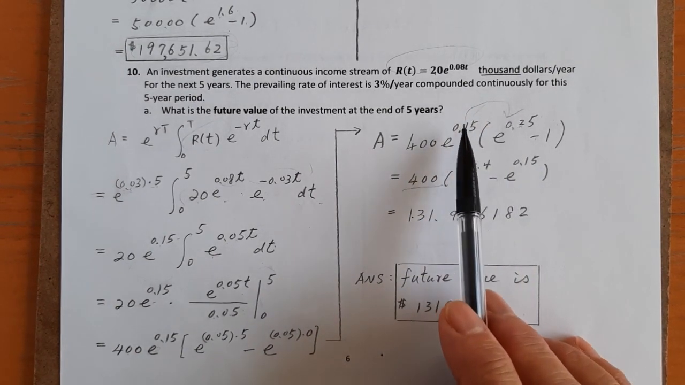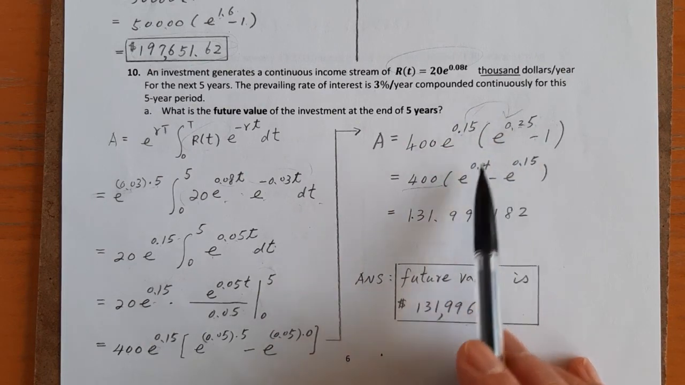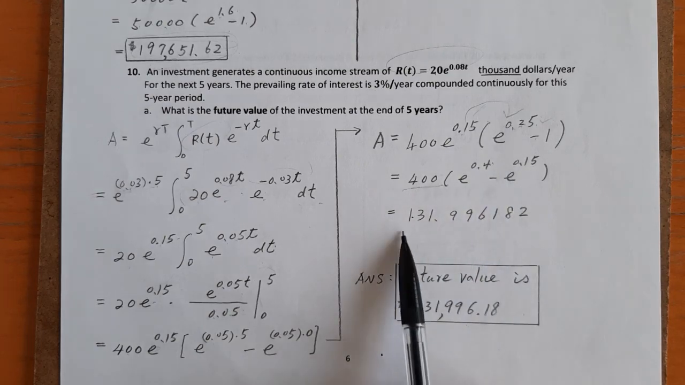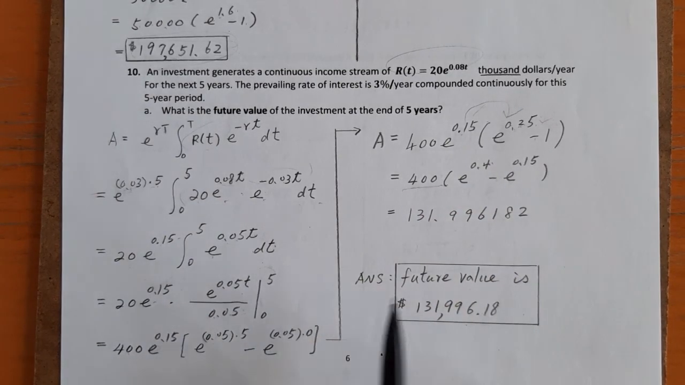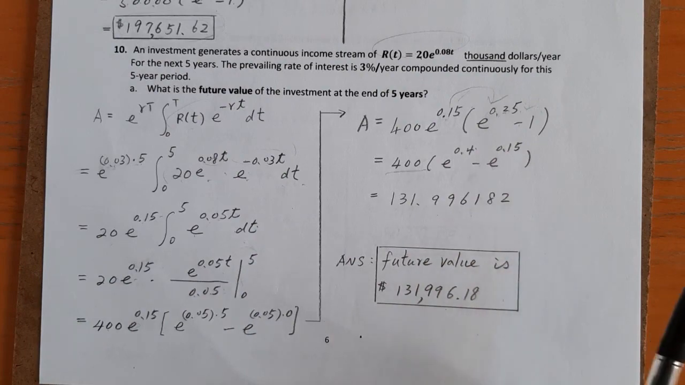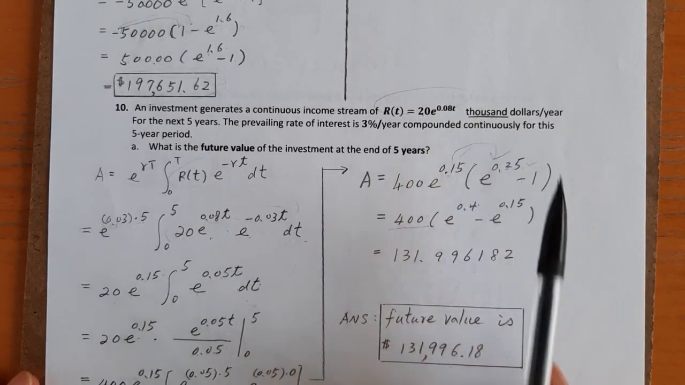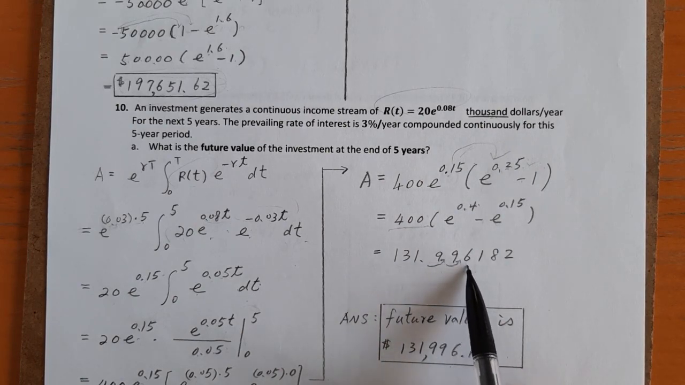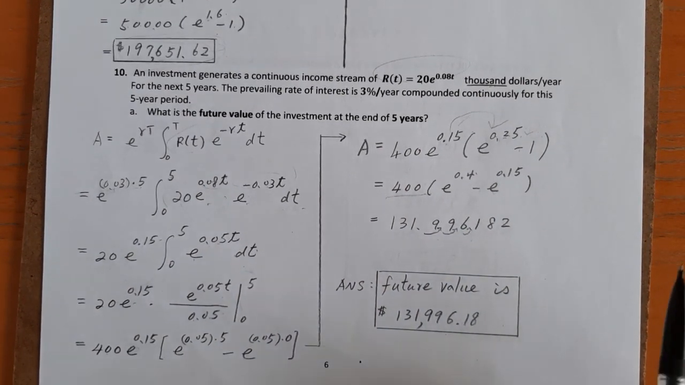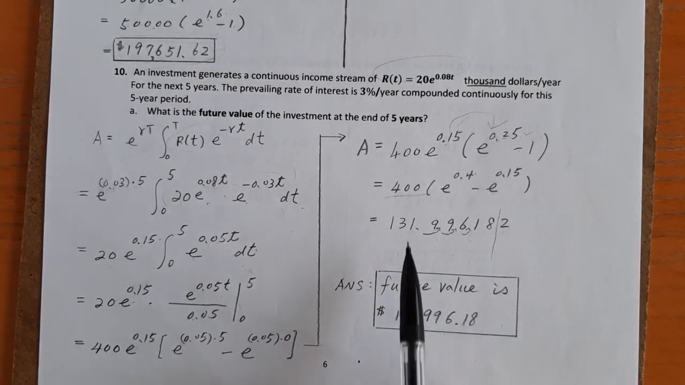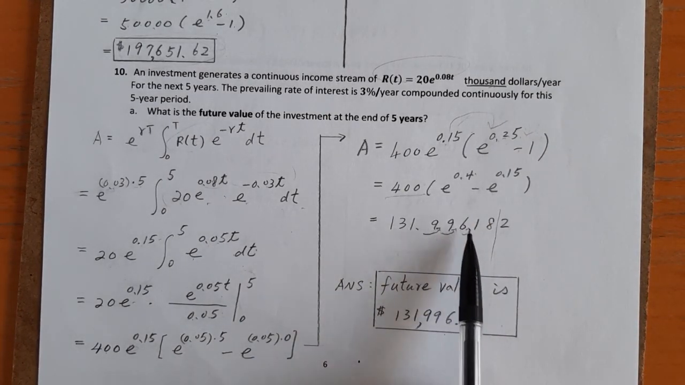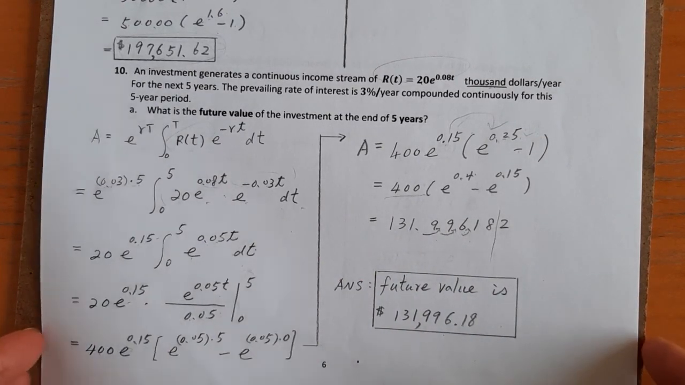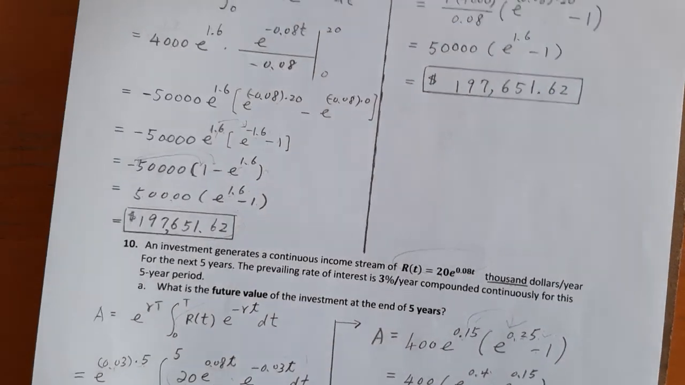This 0.05 times 5 is 0.25, and this times 0 is e to the power 0, which is 1. Then use the calculator and you get this. Since it is in thousands, you multiply by 1,000, three zeros. Move the decimal point to the right 3 positions, and round, truncate. So you get 131,996.15 is the future value.